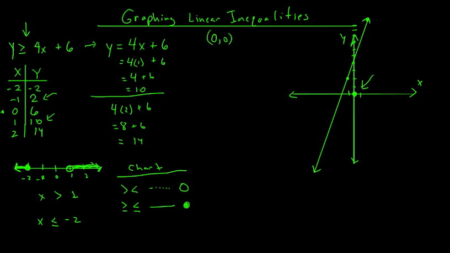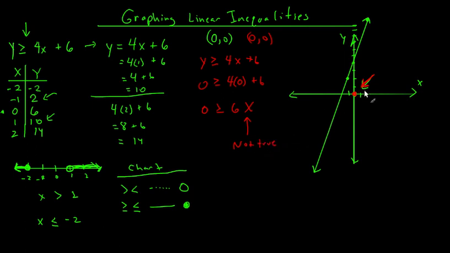I'll go ahead and change colors to make it easier for people to follow. So we have 0, 0, which is the origin, and we're going to plug it in to see if it works. So we have y is greater than or equal to 4x plus 6. So we have 0 is greater than or equal to 4 times 0 plus 6. 4 times 0 is just 0. So we have 0 is greater than or equal to 6. Now, is 0 greater than or equal to 6? Well, no, it isn't. 0 is less than. So this is not true.